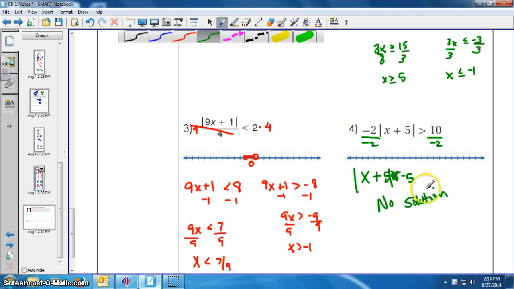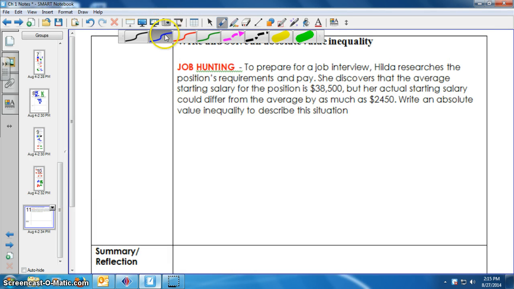All right, last one is going to be a word problem. So always read through, highlight those things that are important. So to prepare for a job interview, she researches the position, discovers that the average starting salary is this right here. That's important. Actual salary is going to differ from the average as much as $24.50. So how we would write that would be our total minus her actual salary. That absolute value is going to be less than or equal to the difference.